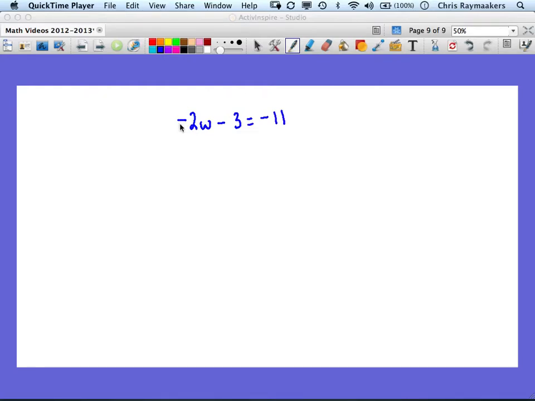So this is the expectations for solving an equation, and the equation we're going to solve is negative 2w minus 3 equals negative 11. So when solving equations, the first step we're going to do is what? What's the first step? We're going to cancel the constant. So my first step is I am going to cancel the constant.